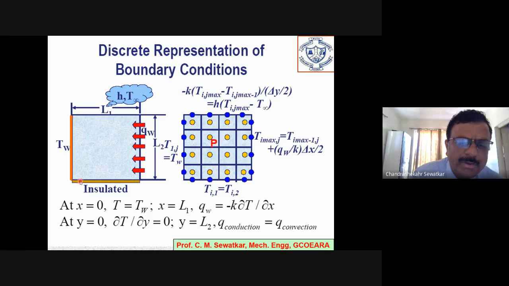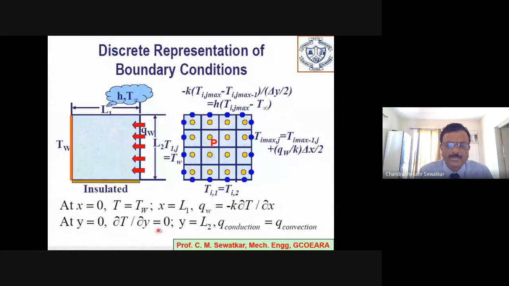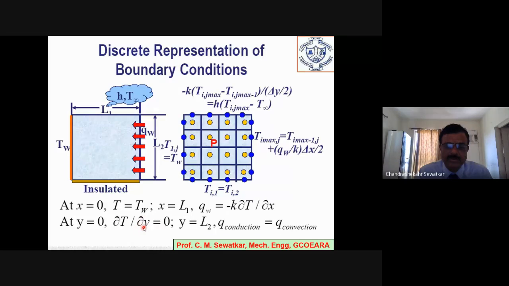What do you mean by insulated boundary? Insulated boundary means I can say dT/dy is equal to 0. That is, the gradient of temperature is 0. My computer does not understand this differential equation. Computer never understands differential equations. It understands only algebraic equations. So how to convert this differential equation into an algebraic equation and how to represent these boundary conditions? That is done through discretization of the boundary conditions.